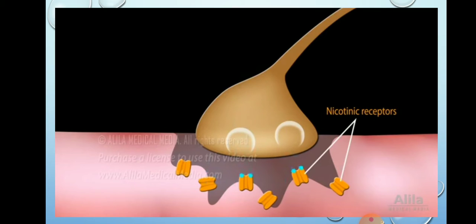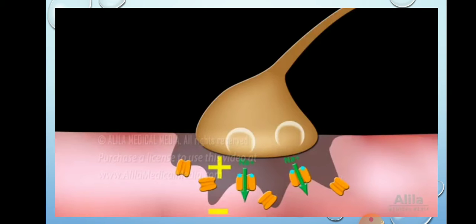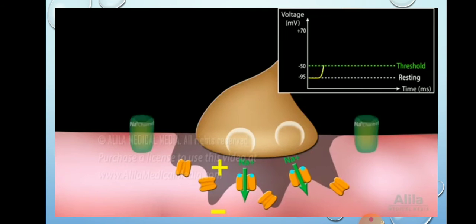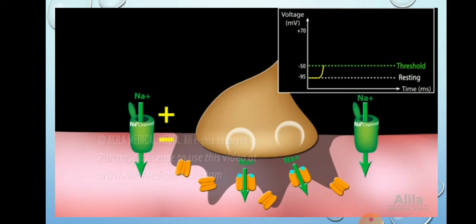Nicotinic receptors are ligand-gated ion channels. Upon binding to acetylcholine, they open to allow sodium to enter the cells, depolarizing the cell membrane, producing the so-called end plate potential. An action potential is generated in the muscle cell only when the end plate potential reaches the threshold required to activate voltage-gated sodium channels located outside the end plate in the neighboring membrane. When activated, these channels allow faster influx of sodium, further depolarizing and eventually reversing the polarity of the cell membrane.